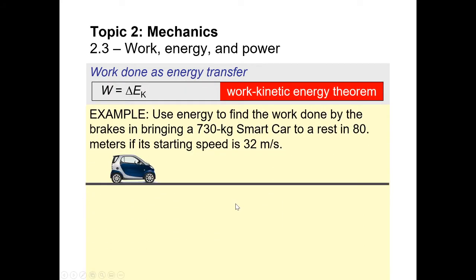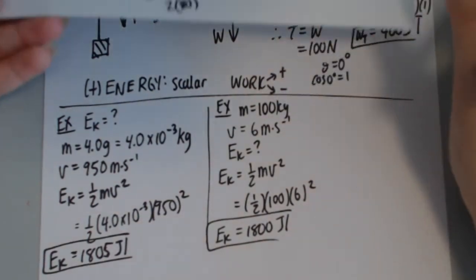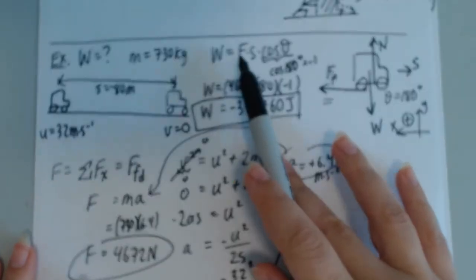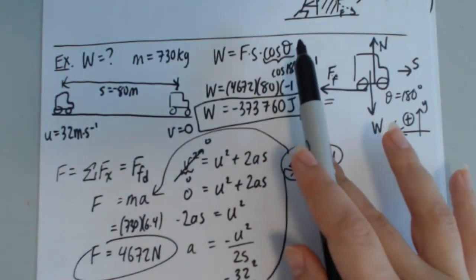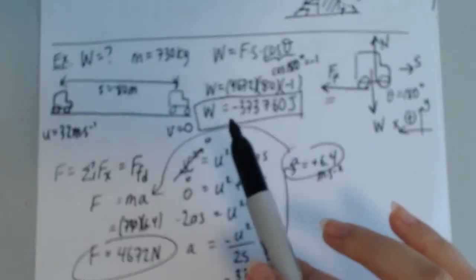Now this problem should look familiar because we just did it. It was the second, well, rather third example that we did today. So we have a smart car, 730 kilograms. We want to bring it to a rest in 80 meters and its starting speed is 32 meters per second. I just want to show you the original solution that we did. It took us quite some time. We knew that work was equal to Fs cos theta. We realized that theta was equal to 180, so cosine of 180 was -1.